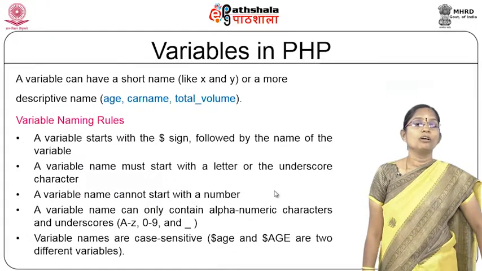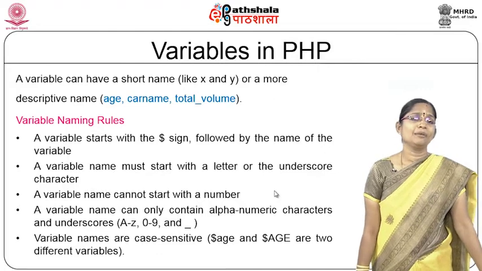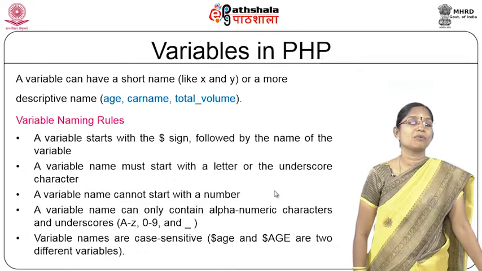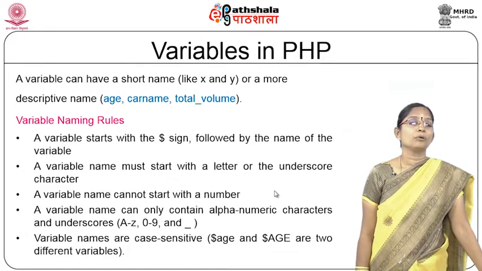Okay. Now we can go through some of the rules of the variables in PHP. Normally a variable can have a short name or it can have a more descriptive name, but a descriptive name is advisable, then only we can follow the programming rules. The variable naming rules in PHP: every variable should start with a $ sign followed by the name of the variable. The variable name must start with a letter or the underscore character. It cannot start with a number. It can only contain alphanumeric characters and underscores, and variable names are always case sensitive here.